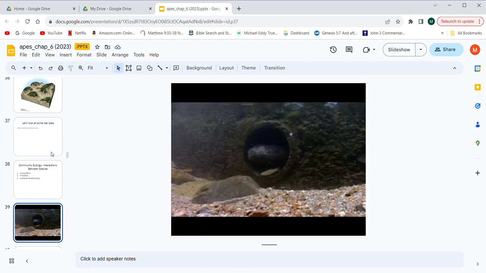Now, I'm not going to show this video here for the sake of time, but it does show the competition that is related to this particular salamander. It's a giant salamander, and another salamander that's coming in trying to take its burrow. So it's a competition for shelter.